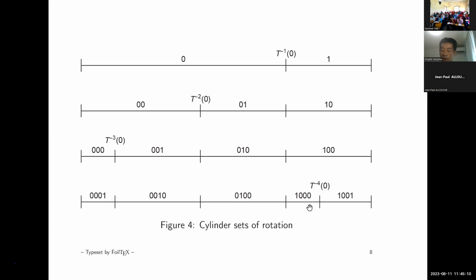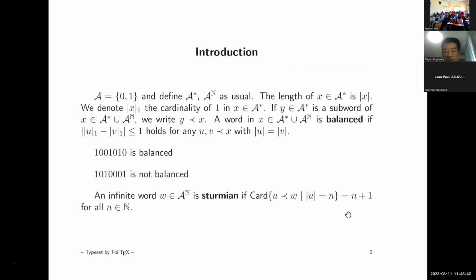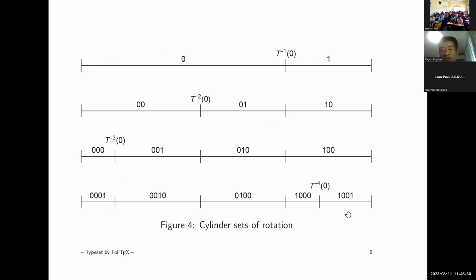This picture means that the number of words in this coding is 5. Surely 5, because the sections obtained by T inverse of 0 number 4, so we have 4 cutting points and 5 intervals. So the Sturmian word property, that the number of words of length n is n plus 1, exactly fits into this framework.